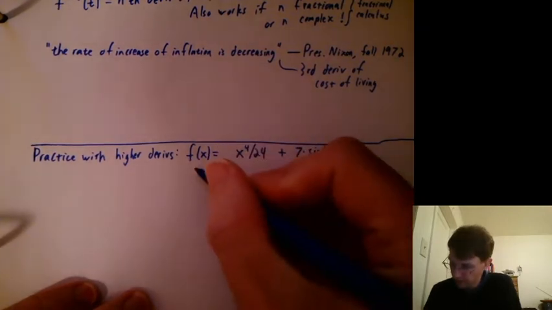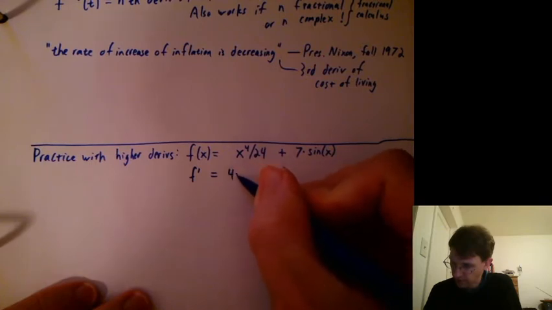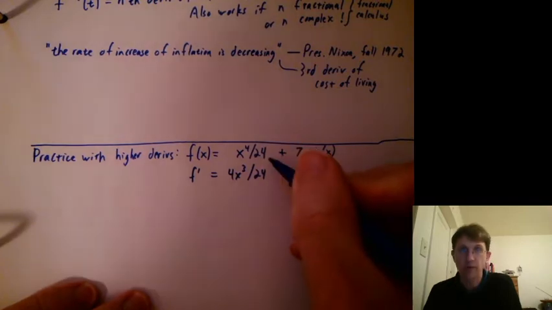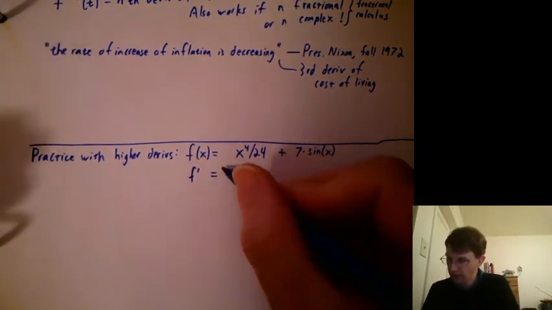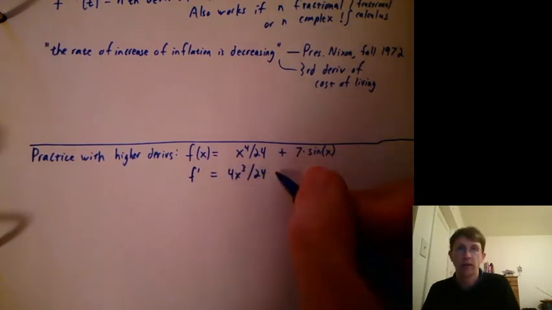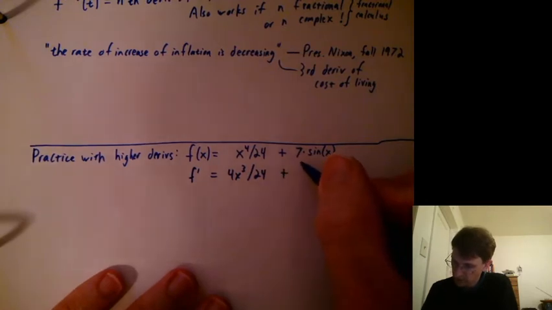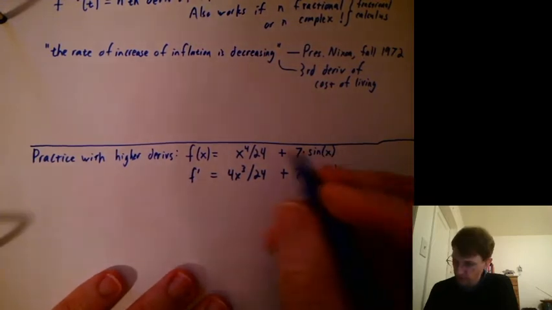Okay, welcome back from pausing. So f prime: the derivative of x to the fourth is 4x cubed. And the divide by 24 is just a constant multiplier of 1/24. I could write it as a 1 over 24 out front, but I could also just keep writing it as divide by 24. And then 7 times sine of x. The 7 is a constant vertical multiplier, so I'll keep the 7 there. Derivative of sine is cosine. So that's the first derivative.